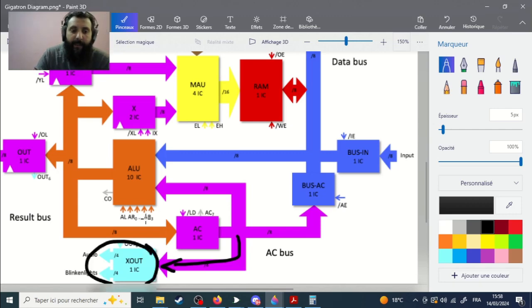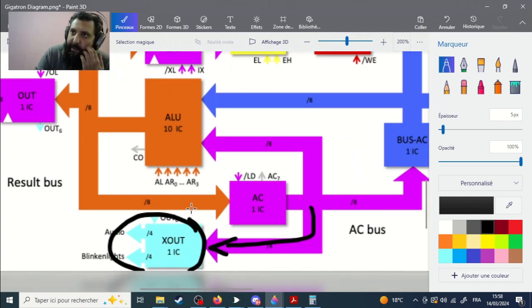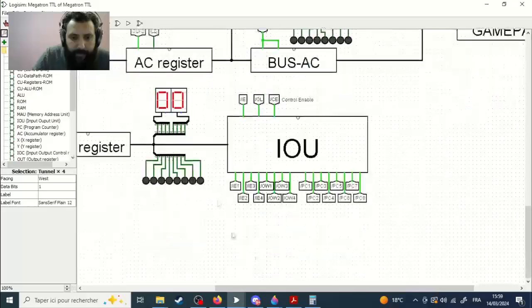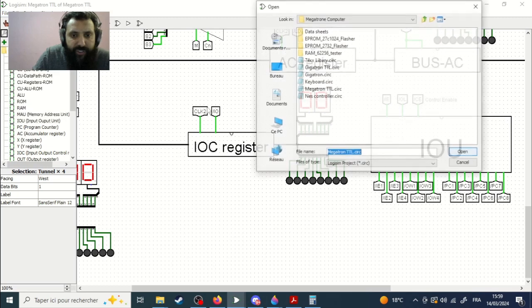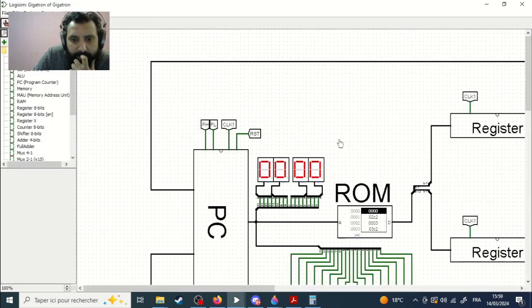This is the output. I don't think it's a register here. I don't remember exactly about the Gigatron. Megatron is different, in Megatron we use a register. But in Gigatron it's a kind of IC, I think it's a three-state buffer. I don't exactly remember. Let's open the Gigatron.